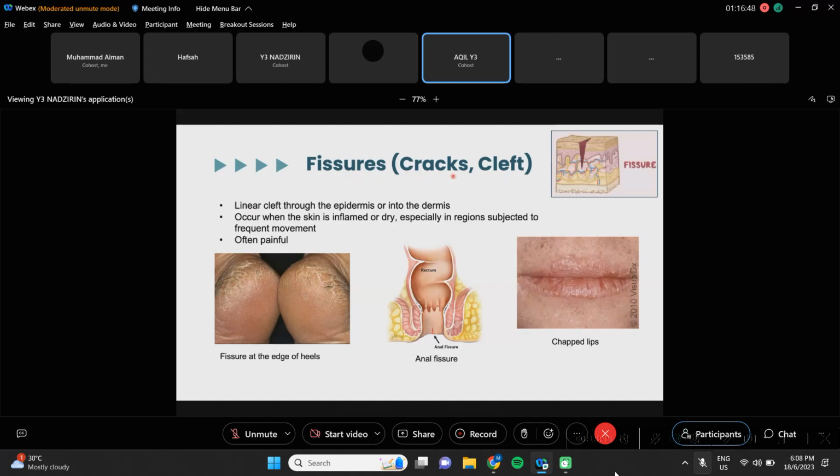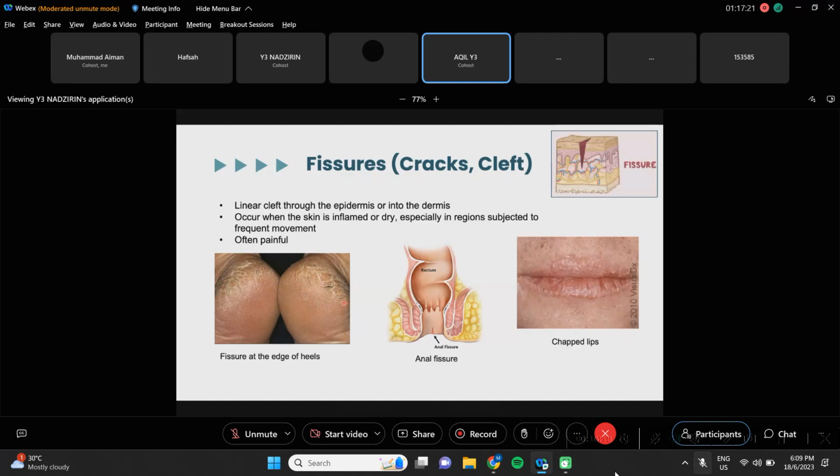Okay, the next one is fissure. Fissure is a linear cleft through the epidermis or into the dermis itself. This occurs when the skin is inflamed or dry, especially in regions with frequent movement. And this fissure lesion may be single or multiple, and vary in length, with sharply defined margins. When a fissure is present, pain is often produced by movement of the part, which in turn will worsen the fissure itself and will form a new fissure.